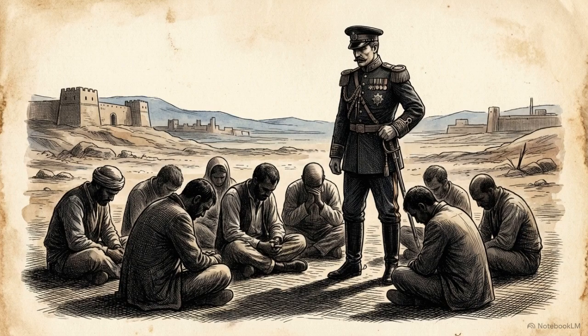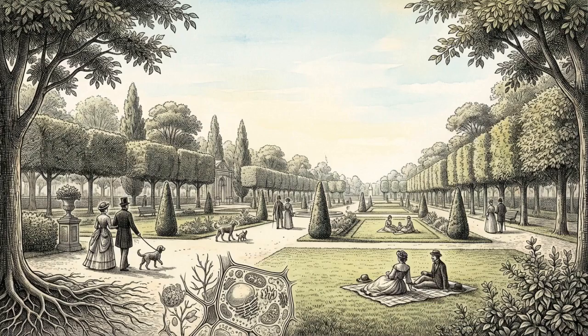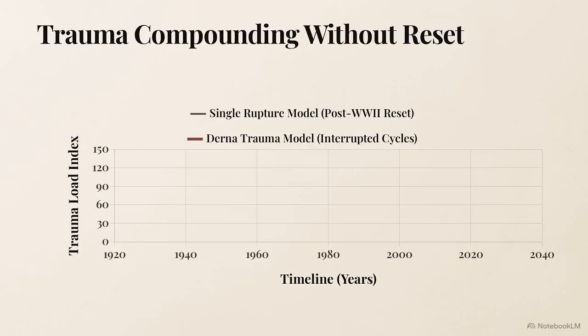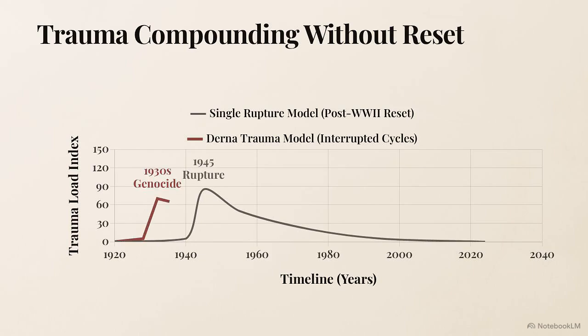Classical transgenerational theory relies on the reset period. This sustained era of socio-political safety allows a traumatized population to process grief and heal across generations. This graph maps collective trauma load. In post-World War II Germany, following a rupture, decades of peace created a definitive reset. Trauma spikes once, then steadily attenuates. But in the Derna Trauma Model, the reset never arrives. The curve spikes cumulatively upward at key historical markers.